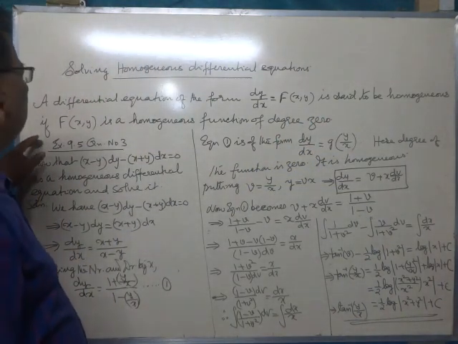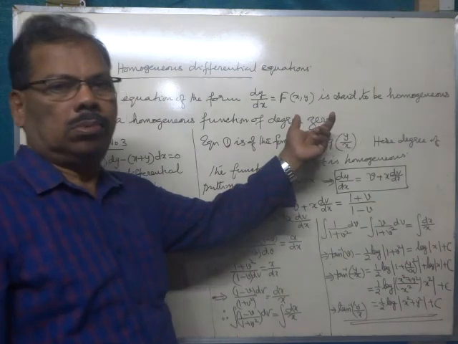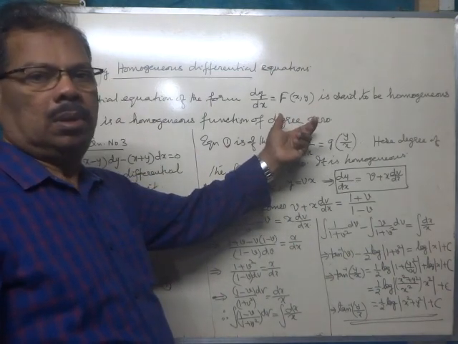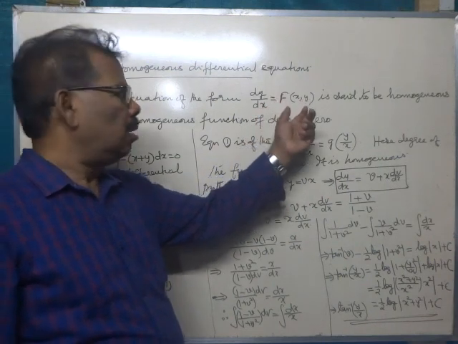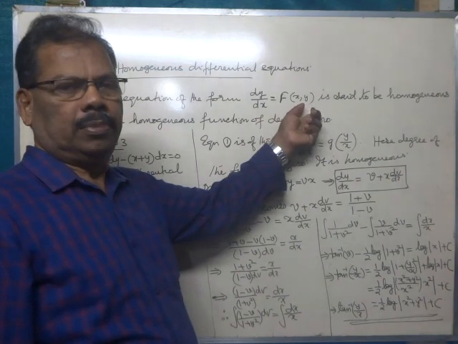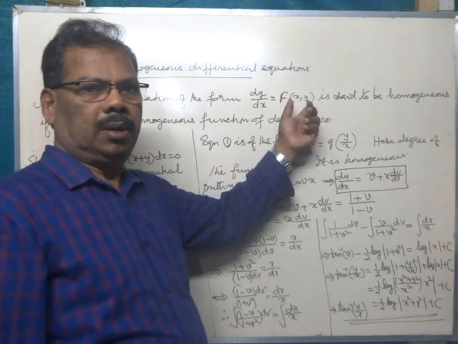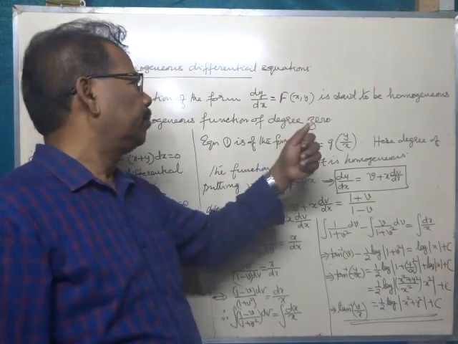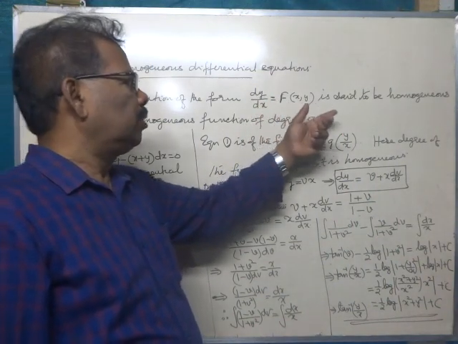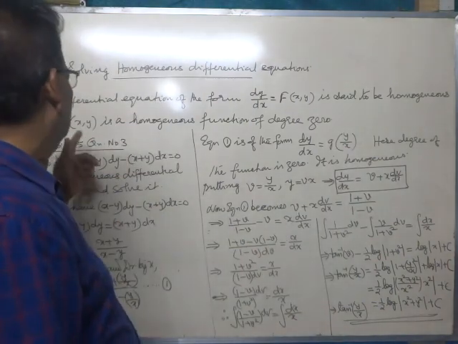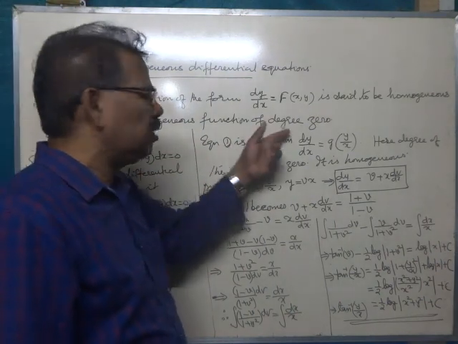if f of x, y is a homogeneous function of degree 0. A function given as dy by dx equal to f of x, y. The variables involved are x and y, where x is the independent variable and y the dependent variable. That is why we have taken dy by dx. Otherwise it would be dx by dy. Is said to be homogeneous if that function is a homogeneous function of degree 0.